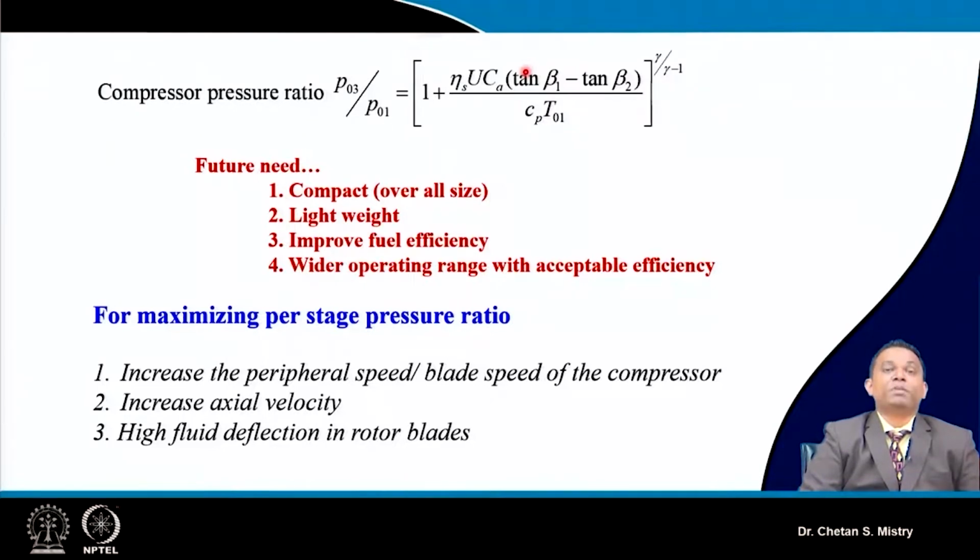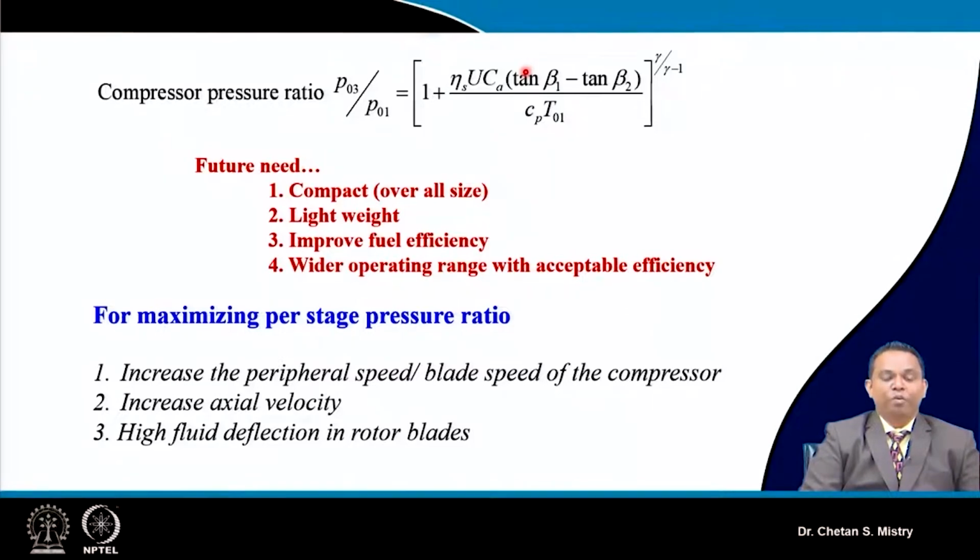These days people have started talking about a wider operating range with acceptable efficiencies. Acceptable efficiencies for a compressor range from 88% to 92%. Thanks to the development of technology, thanks to the development of computational tools, thanks to instrumentation and experimental facilities, and a much more mature understanding of design.